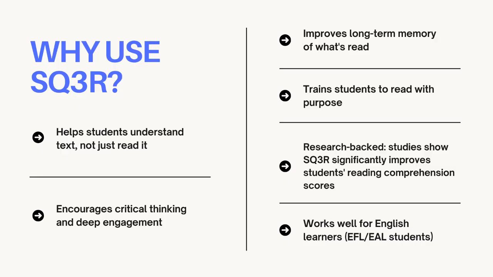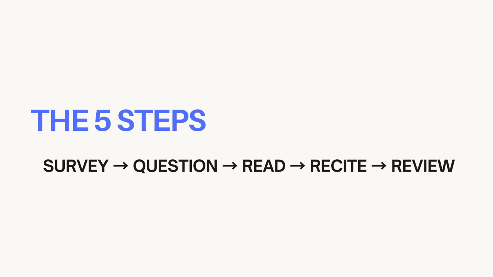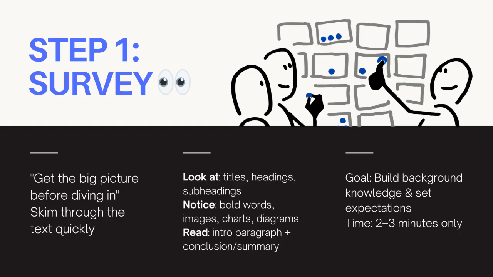And it does that through 5 steps. The 5 steps are survey, question, read, recite, and review. Each step has a specific job and they all connect to each other. So let me go through them one by one. The first step is survey.